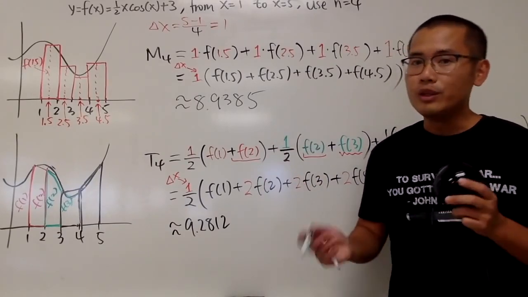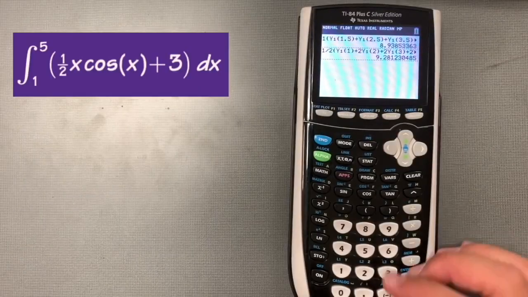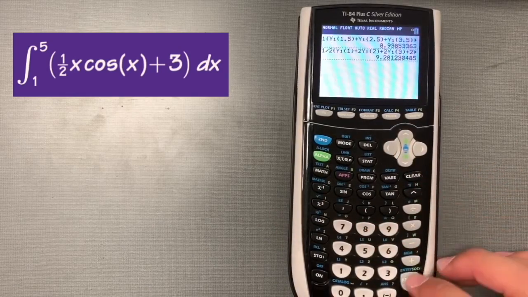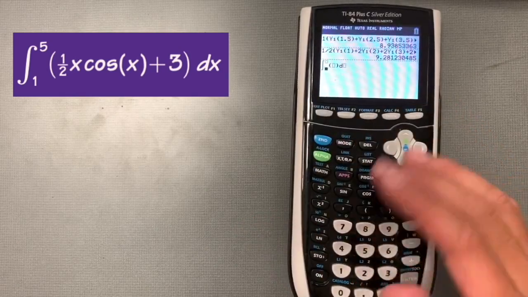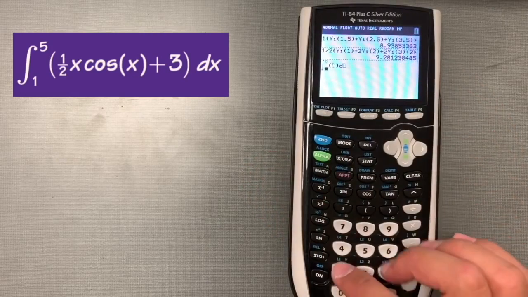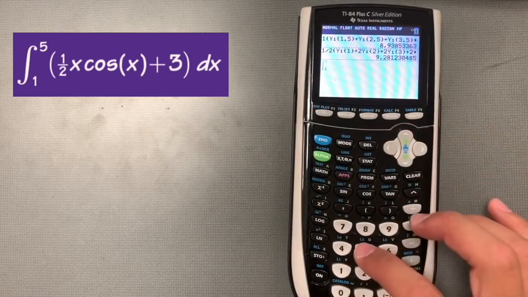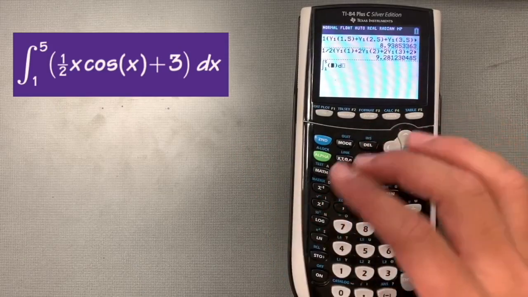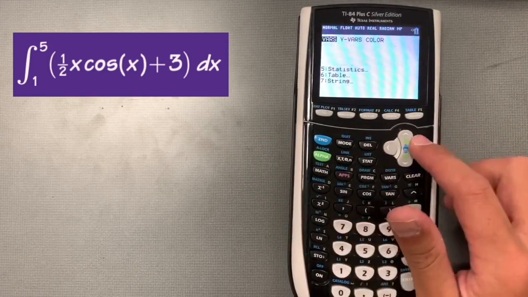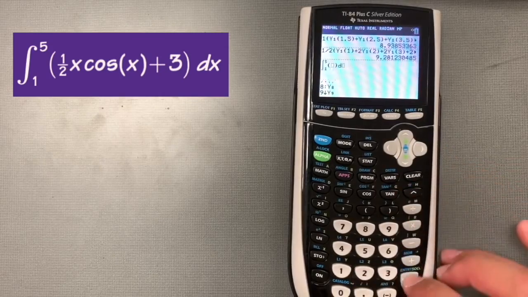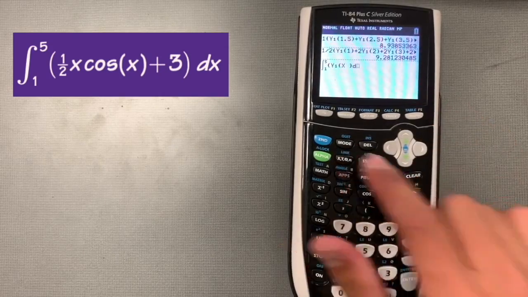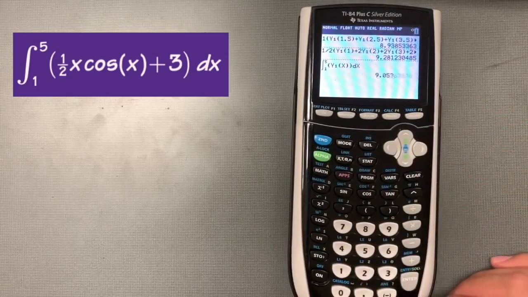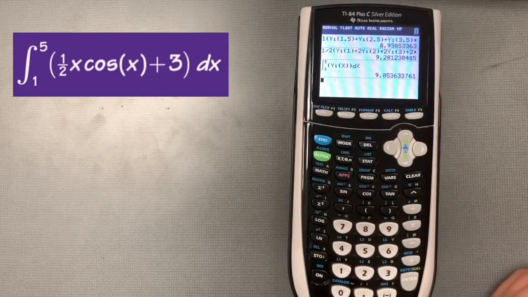Well, in that case, we need to use an integral, right? And now for the integral, we can just go to math, and we can go down to fnInt. And as you can see, this calculator calls out the integral symbol right here. So we can just enter 1 to 5, and we can just enter the function right here again. But we enter the function as y1, so we can just do vars, Y-vars, function, y1, parentheses x. Right? And then right here we need the dx like this. So that will be for the integral.